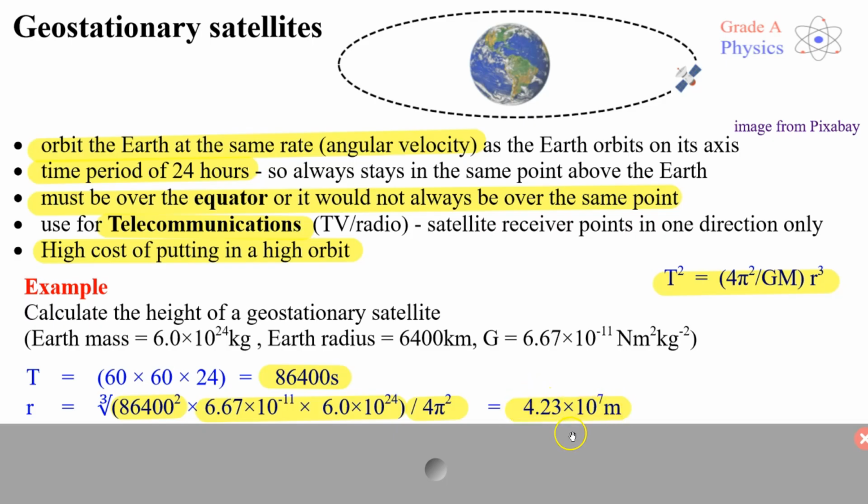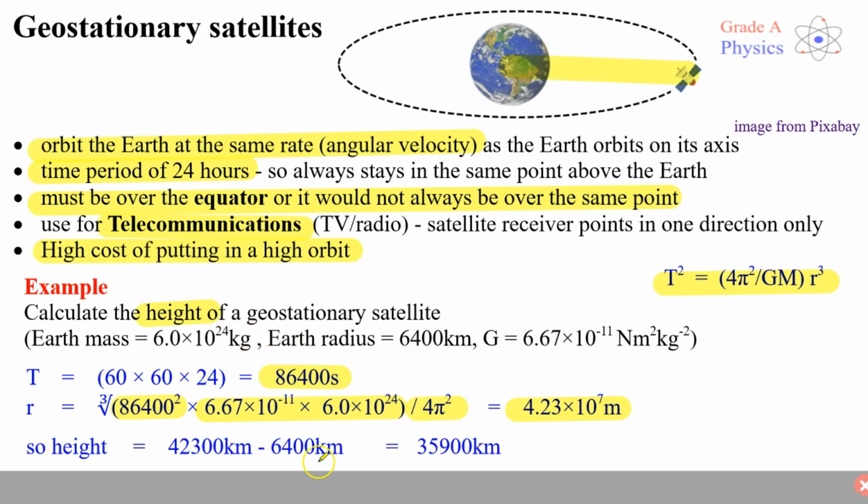Now at this point, it's quite useful, if we've been asked to find the height, just to think about what we found here. That's the distance from the center of the Earth all the way to the satellite. And that's not the value we're asked for in the question. We want the height. So we need to subtract the radius of the Earth. So if we put this value here into kilometers and subtract the radius of the Earth, 6,400, we get effectively 36,000, just slightly less than that.